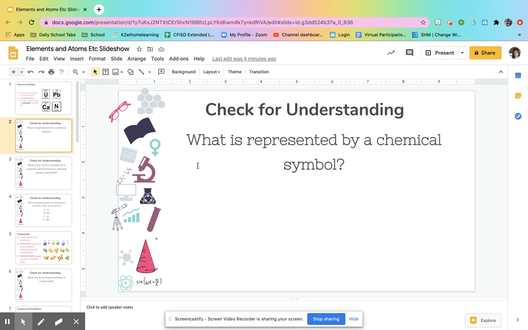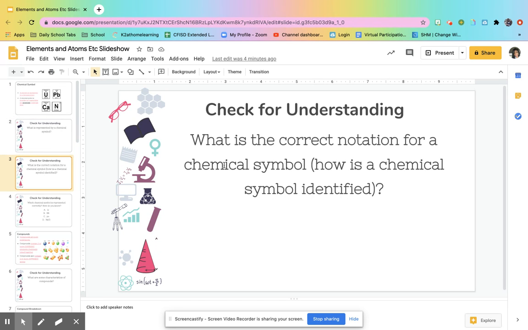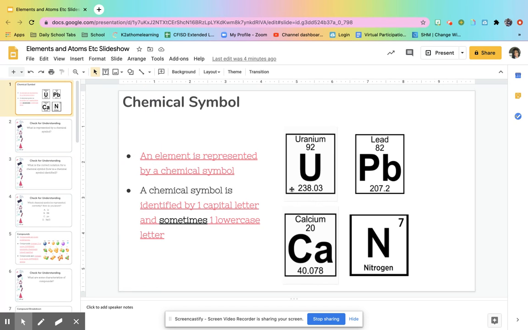So, what is represented by a capital symbol? Go ahead and take a second and jot this down in your notebook. The next question I want you to answer in your notebook is, what is the correct notation for a chemical symbol? How is a chemical symbol identified? So basically, you're going to look here and then tell me, how is it notated?